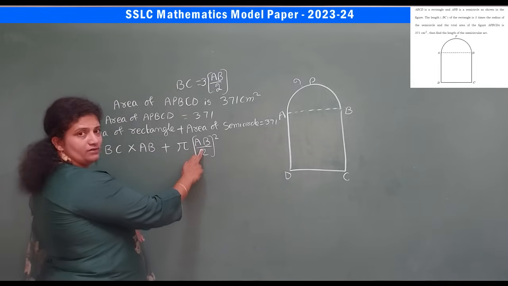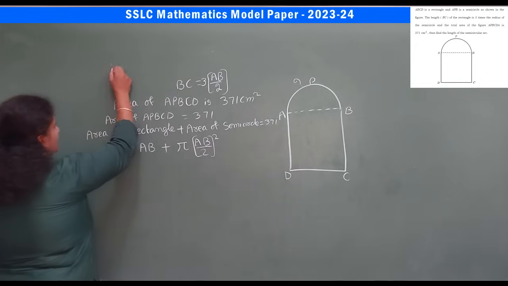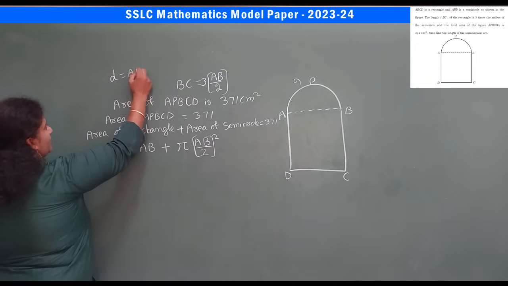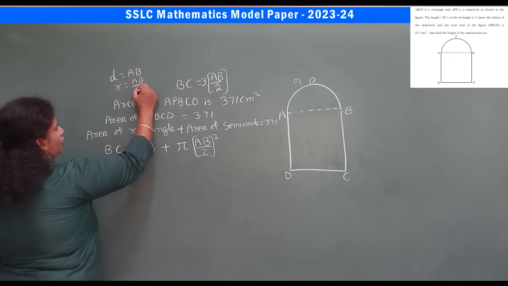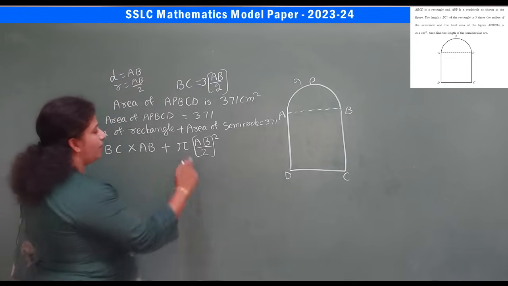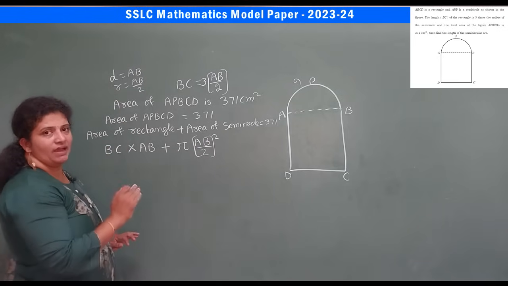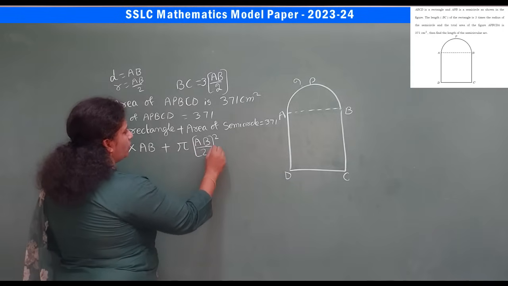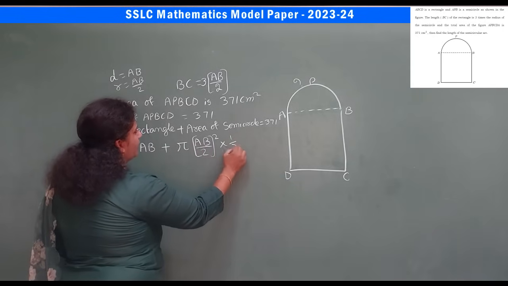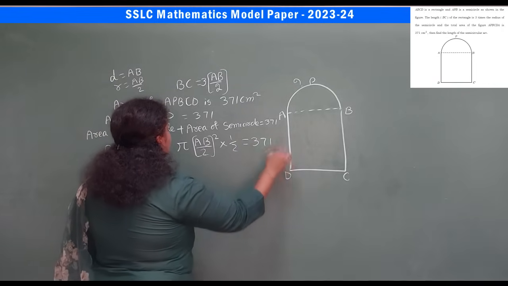Radius, don't be confused here. Diameter is AB, that is breadth, and radius means AB by 2. Okay. Formula for the area of a semicircle is pi r square by 2. Pi r square, by 2, I can write 1 by 2, is equal to 371.